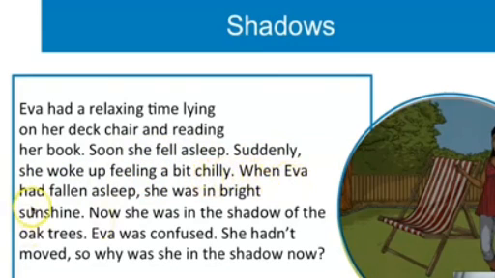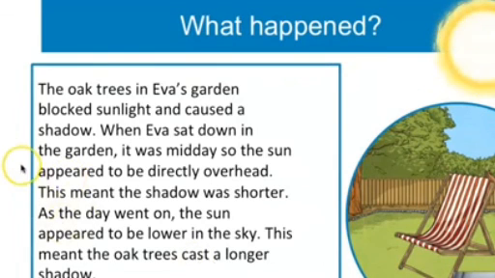Oh, I'm cold. When Eva had fallen asleep, she was in bright sunshine. Now, she was in the shadow of the oak trees. Eva was confused. She hadn't moved. So, why was she in the shadow now? She didn't move. She stayed in the same chair, the same spot, but now, no sun. That's very strange. I know. What happened? So, this is the answer.